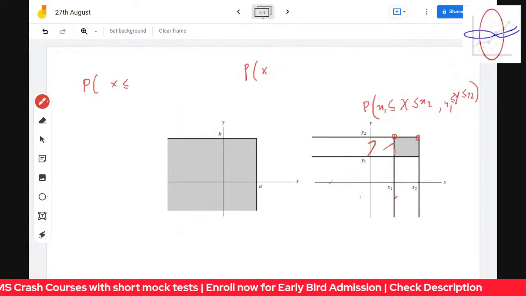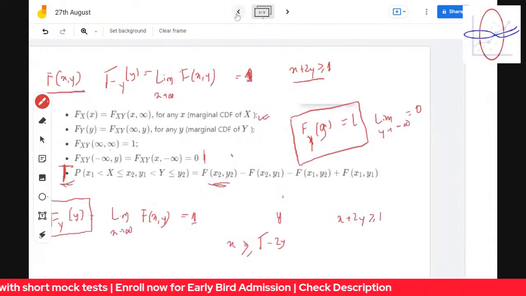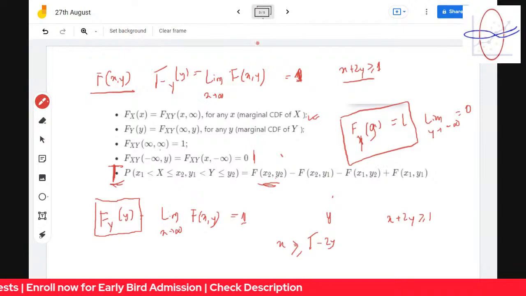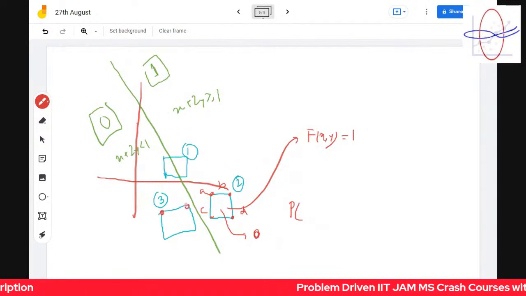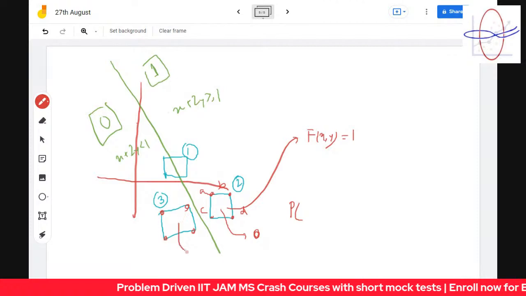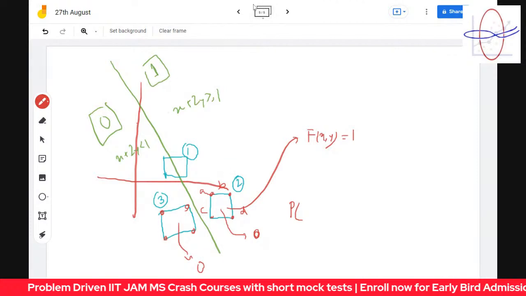This point, this point, this point, and this point. So all of them are 1, so it will cancel out each other. So the probability of every rectangle lying in this region is 0. Similarly, it's the same over here. All of them are 0, so the probability that any point will lie inside this rectangle is 0 here. Again, by the same idea.